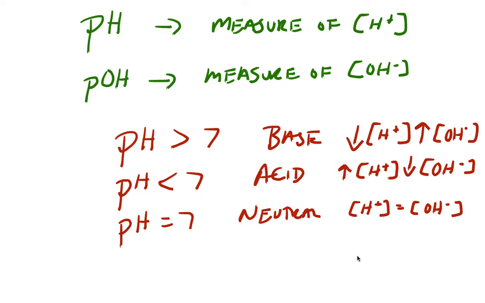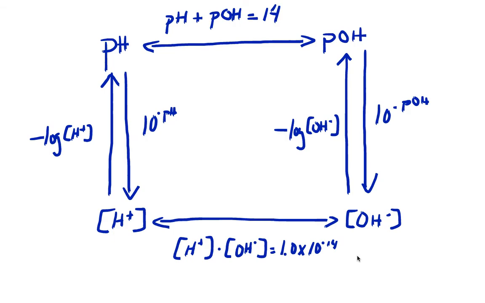And a neutral solution, remember, has a pH of 7. And that just means that the concentration of H plus ions is equal to the concentration of OH minus ions. We have all these different calculations in order to calculate all these different numbers. So remember that pH plus pOH equals 14. How do we calculate pH? Well, we need the concentration of H plus ions, and we're going to take the negative log of it.